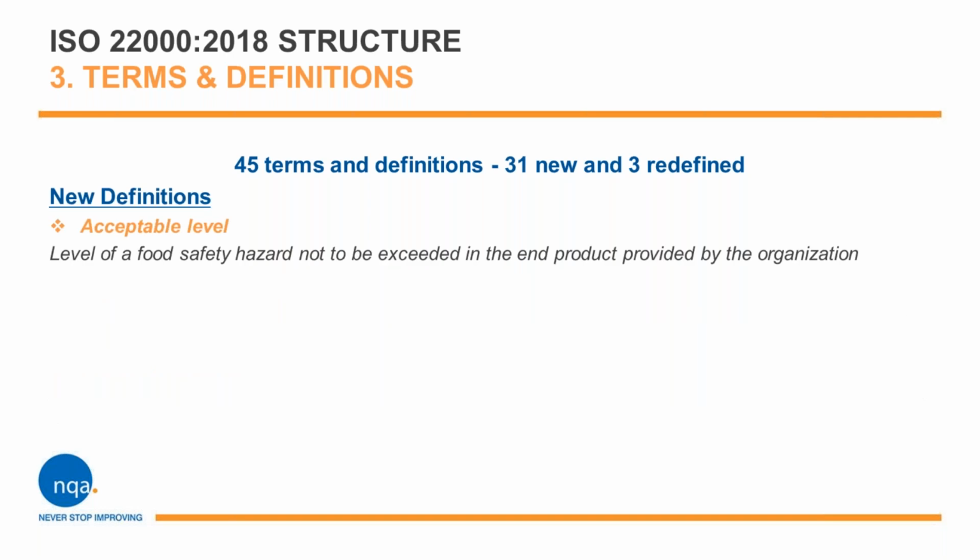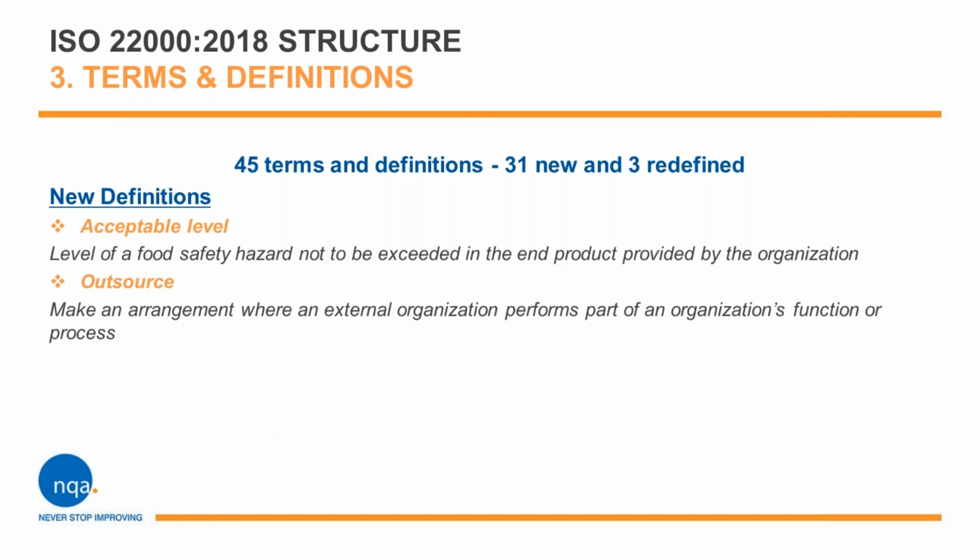Other definitions that I want to highlight today are, for example, the acceptable level, which is the level of a food safety hazard not to be exceeded in the end product provided by the organization. Outsource, we'll talk about this later on in section 8. It's making an arrangement when an external organization performs part of the functions or processes within your organization.